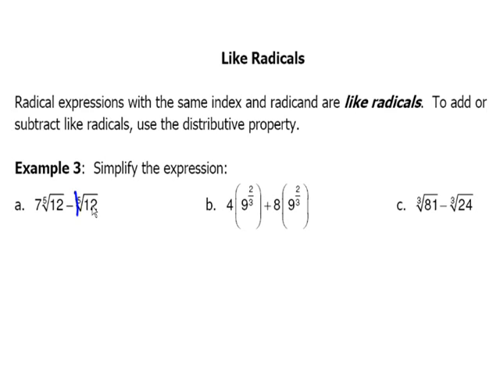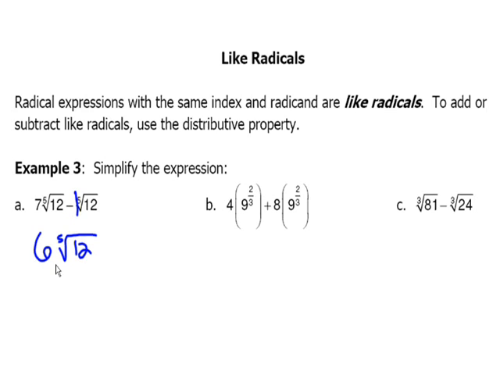These two are exactly the same, right? Same index, same number under the radical, which means that they are like radicals. So I just take 7 and subtract 1, and I get 6. So I would wind up with 6 times the fifth root of 12. Keep the radical, just deal with the coefficients.